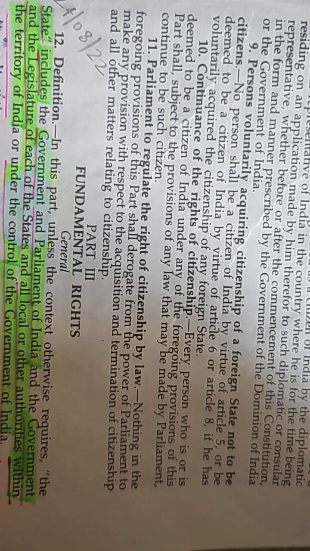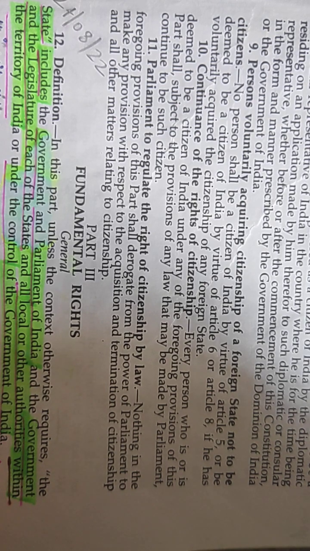The definition of local authorities is given under Section 3 clause 31 of the General Clauses Act, which says that local self government, which includes panchayat, gram panchayat, municipality, all these consist of local authorities. But what consists of other authorities? It is a very disputed part, which is defined under many case laws.